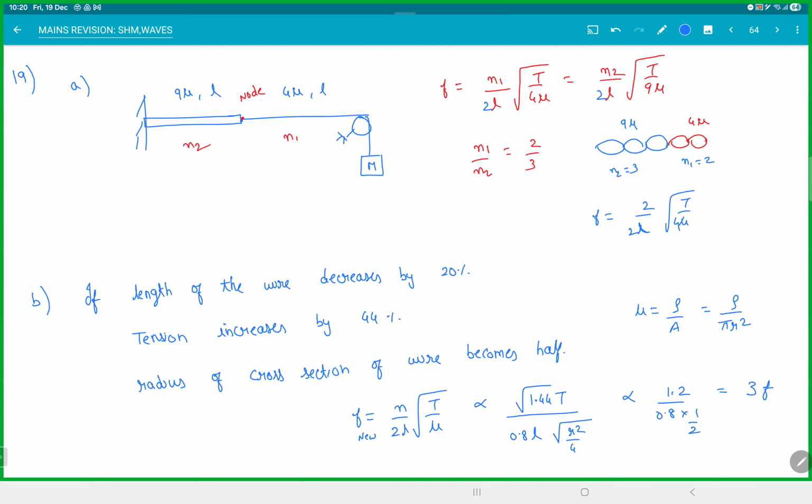Is that clear, everyone? Do not use that error formula dT by T plus dL by L. Why? The errors are huge, 20%, 44%. You can't use that formula. That error power rule is valid only for small errors. It's clear with this.